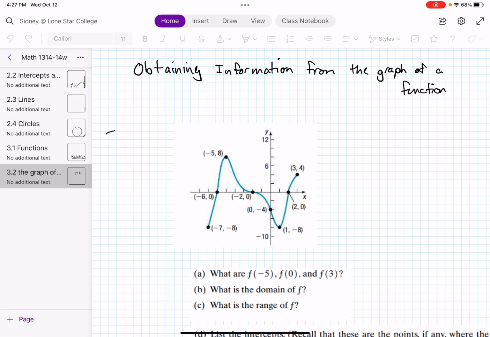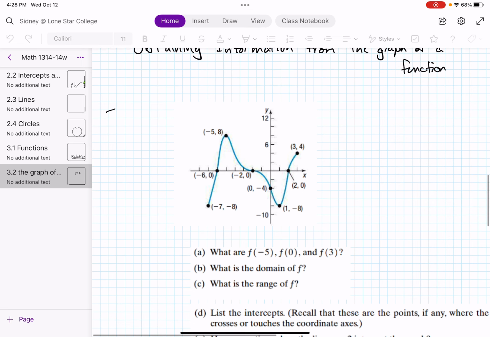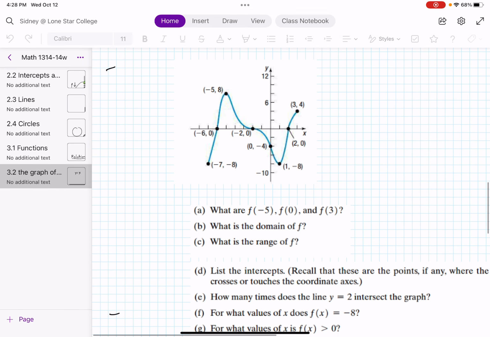In this video, we're looking at obtaining information from the graph of a function. So you see this image, this very curvy line here. Some of the points are marked, some of them are not. All the points on here are marked, but there are also points in between on this function that are not marked. And we're going to see what we can figure out about this.